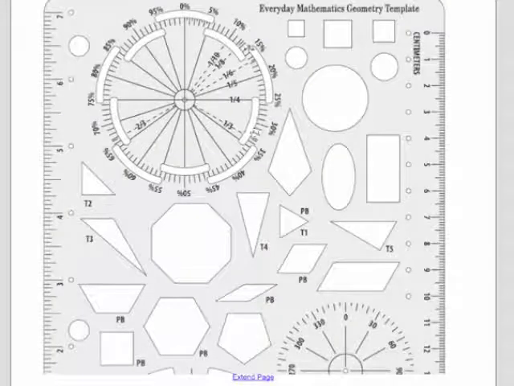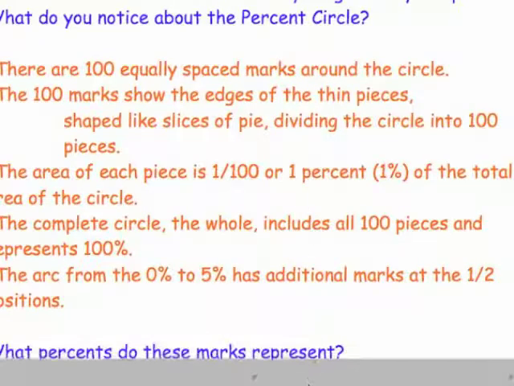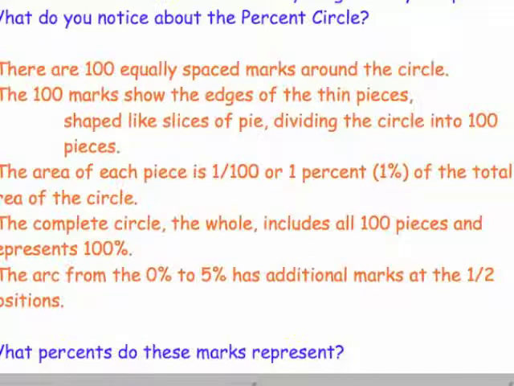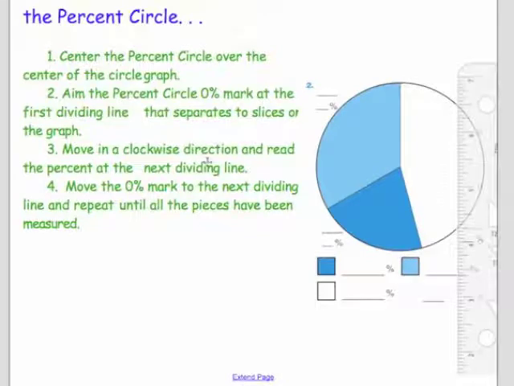Okay, if we look right here, from 0 to 5, if we zoom in, do you see how there's some tiny ones in there? It's marking every 0.5% as well. Okay. So let's see how we use this now.